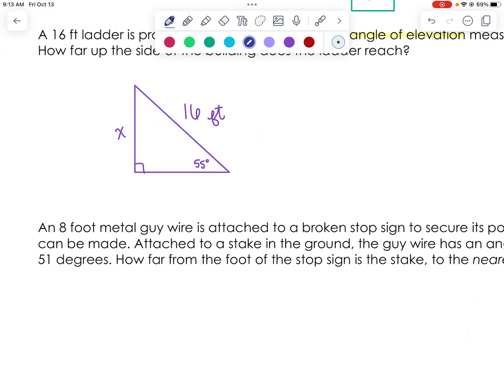So if I have an angle and I have a side, it's not a special right triangle. I can't use the Pythagorean theorem. We're practicing trig, so you should have circled your angle and then labeled. X was opposite, 16 was the hypotenuse. Opposite and hypotenuse would be sine of 55 equals X over 16. And remember that whenever X is up high, you're going to multiply.